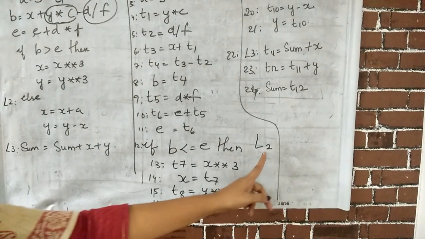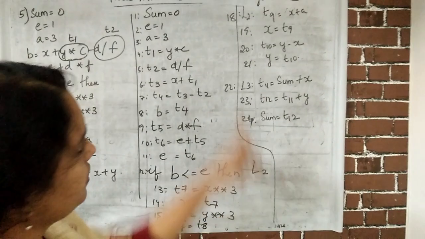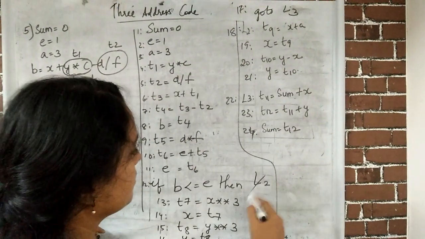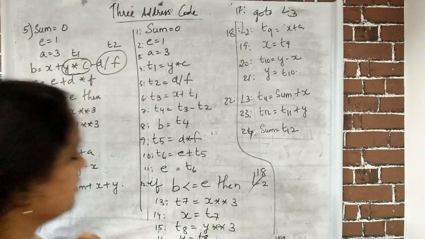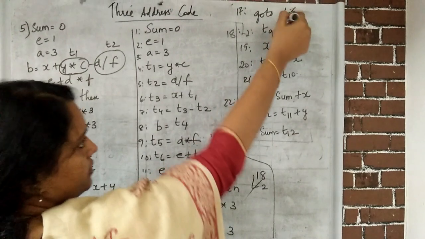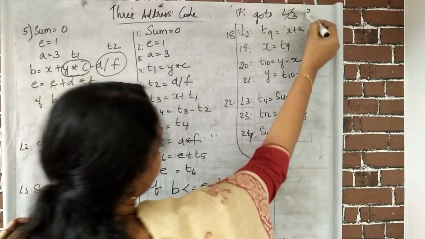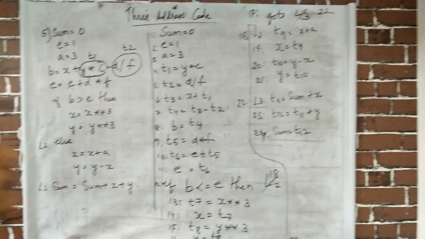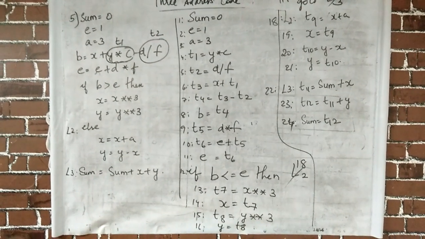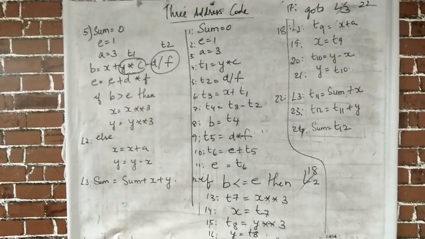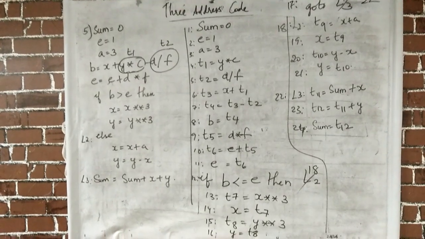Now, instead of L2 over here, L2 is numbered as 18, right? We can write then 18. Then go to L3. Instead of L3, what can we give? L3 is now 22. We can write like this also. So this is how you can write a 3-address code for a particular statement.